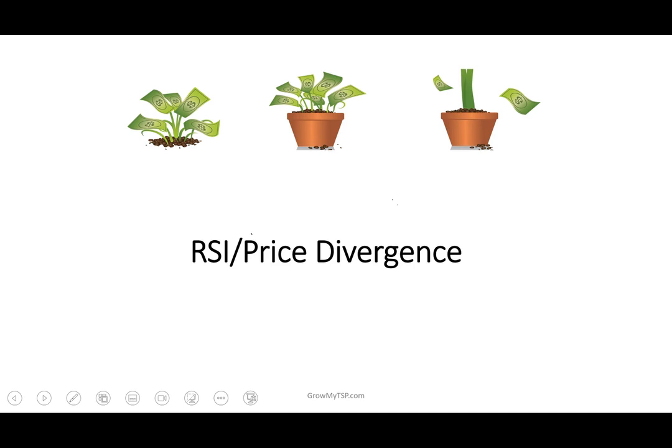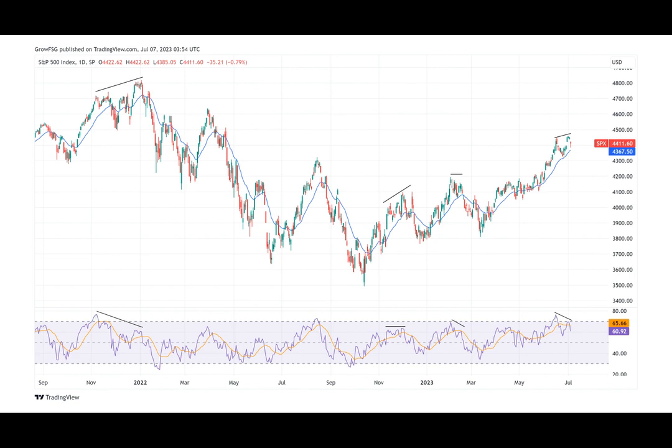RSI and price divergence. So here's the C fund, the S&P 500, going back to 2022. The best example of this is the top in 2022. We had this big rally in 2021. We put in a top right here, right? And we got well over 70 on RSI. So it was overbought in terms of RSI. Price pulls back and then eventually gets higher than this high. But RSI is significantly lower, right? So we have higher prices and lower RSI. And that's what led us to this big decline in 2022.